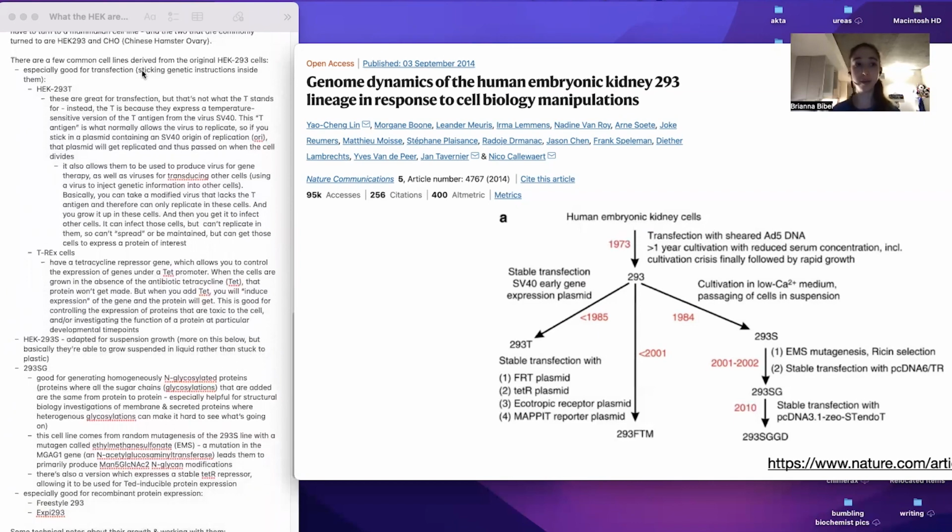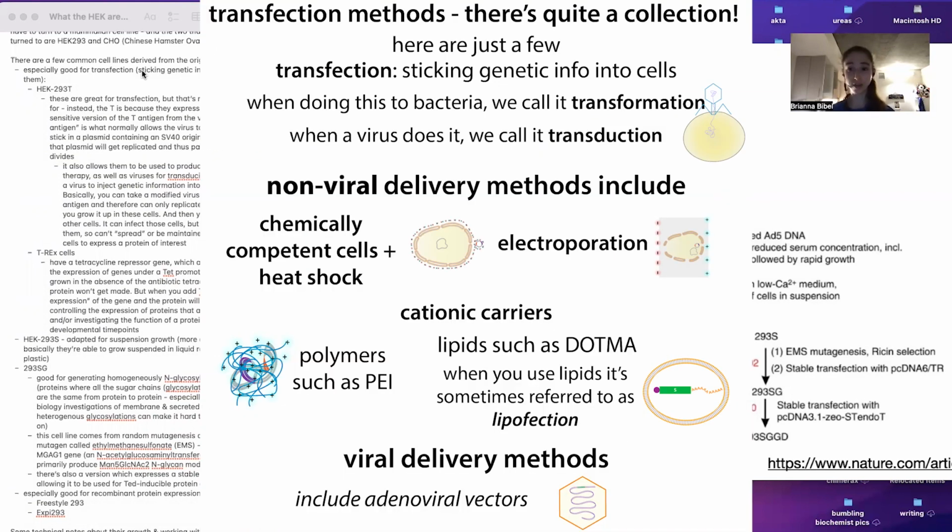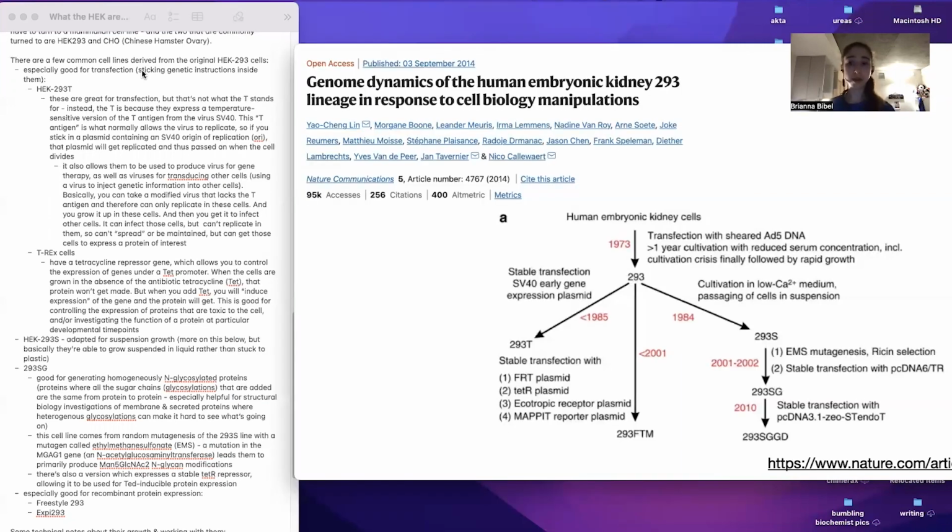So one of them you might hear about is HEK 293T. The T does not stand for transfection, although these cells are really good for transfecting, so basically for getting genetic information into them. I talked about how we can use the term transformation for getting genetic information into cells. We typically use that term more commonly when we're talking about bacterial cells, and when we're talking about human cells and other types of cells, we typically use the term transfection. So we can transfect these cells, we can stick genetic information into them.